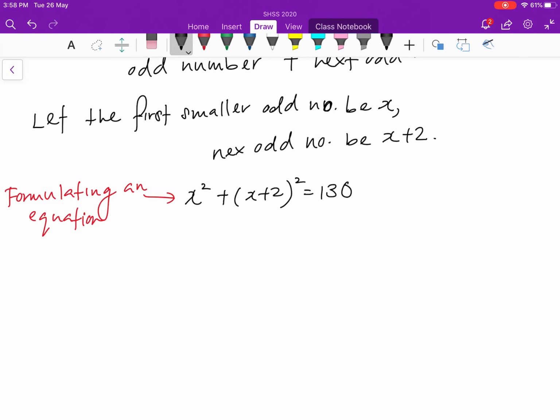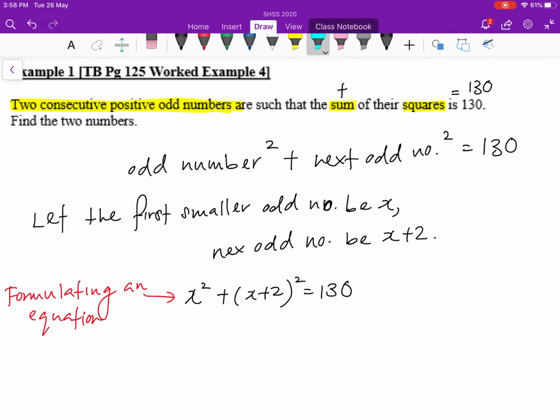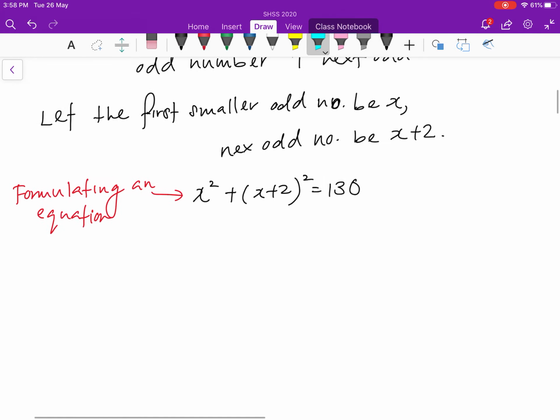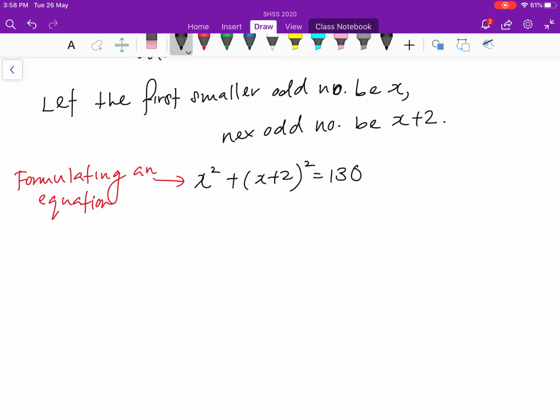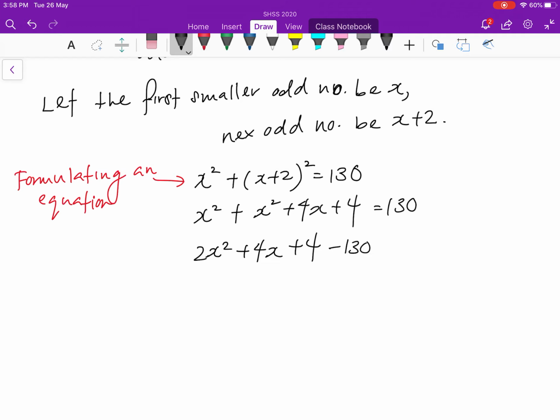Now, time for us to solve this equation because the question says find the two numbers. Very easy. We just need to find x, we find both numbers. Expand, x squared plus, this one expand, you should get x squared plus 4x plus 4 equals to 130. Simplify this, you get 2x squared plus 4x plus 4, bring over the 130, minus 130 equals to 0. Simplify the equation. So you have 2x squared plus 4x, 4 minus 130 gives you minus 126 equals to 0.